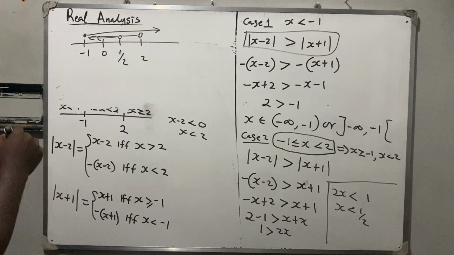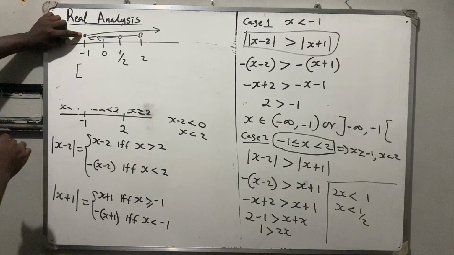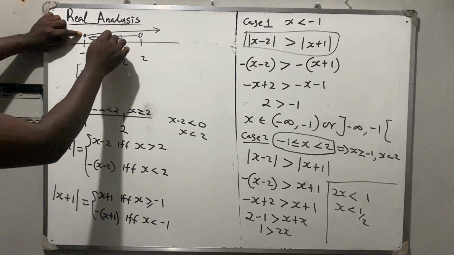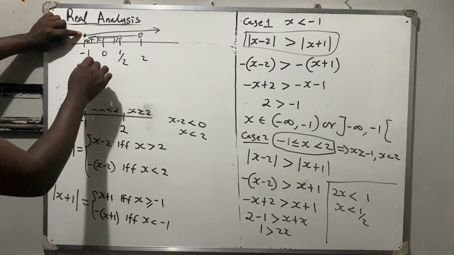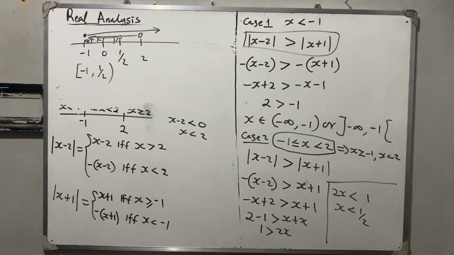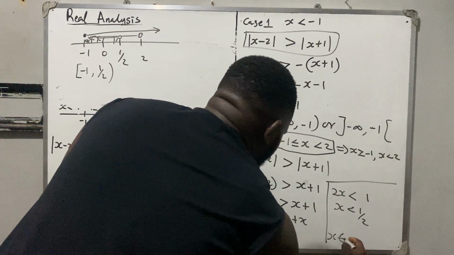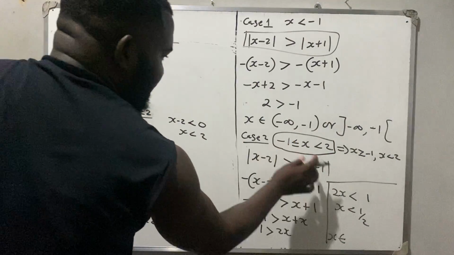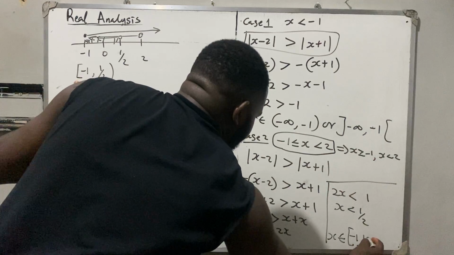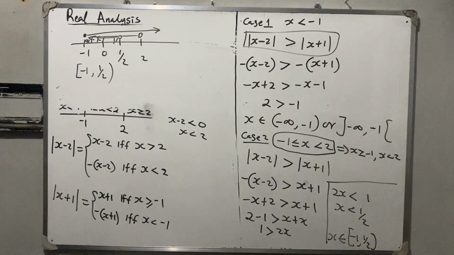So you will see that what I have here is a closed bracket of minus 1, comma. The intersection is just from here to the minus 1. And then an open bracket of half. If you combine the two results, mark that x is an element of a closed bracket of minus 1, comma, half, and open bracket. Okay? So that is the answer to this particular one.